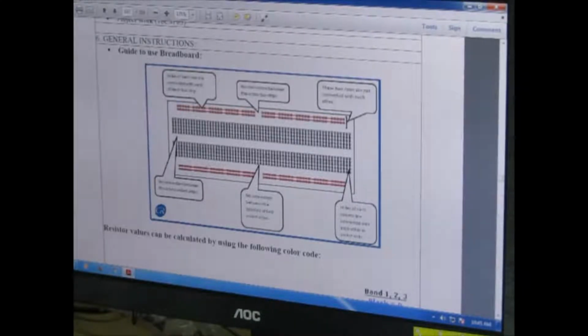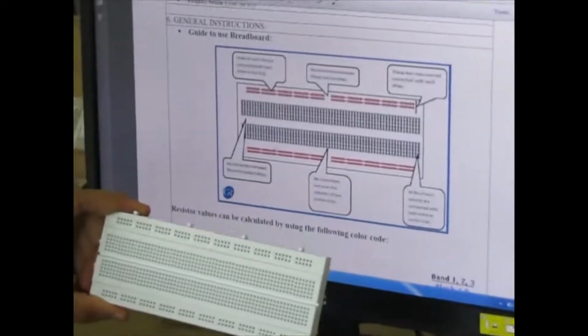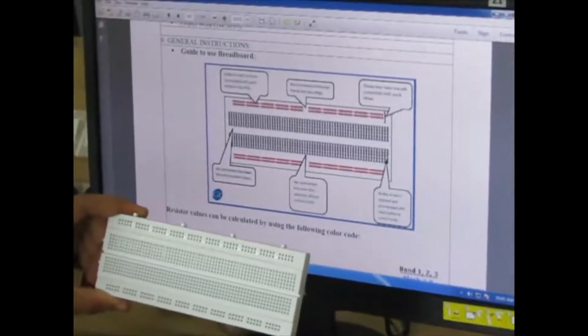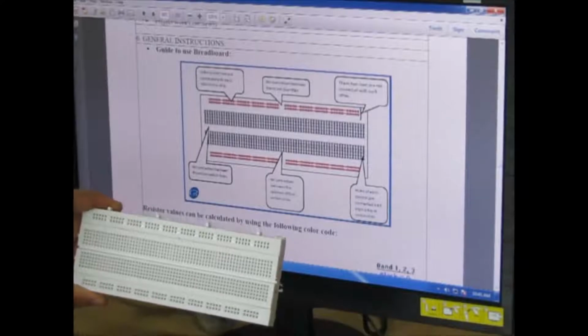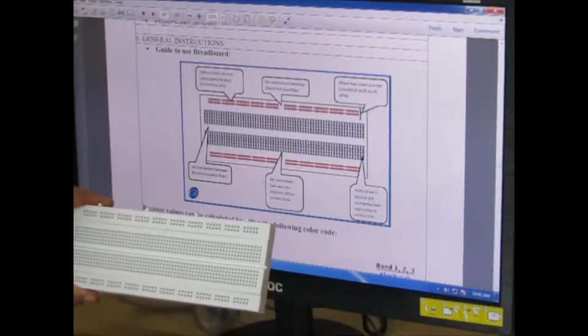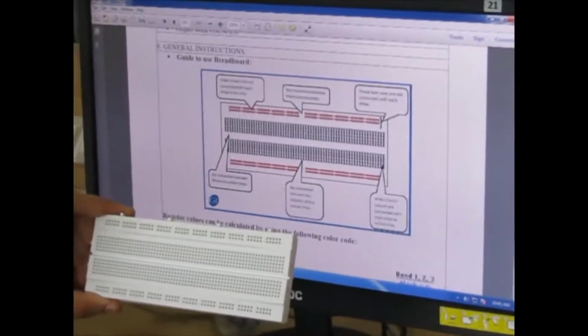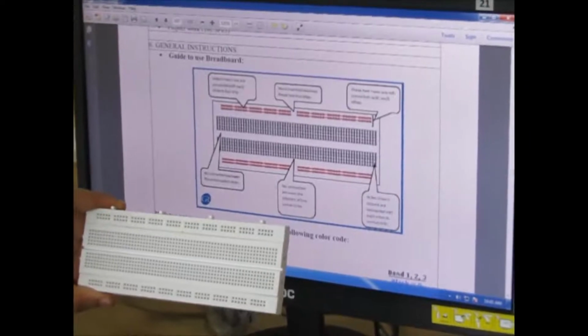Here you can see that this is our breadboard. In this slide you can also see the internal connection of this breadboard. The breadboard consists of many holes, but whenever we are rigging up any circuit on it, we should know the internal structure of this breadboard.